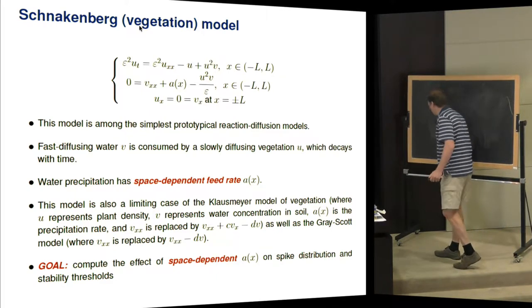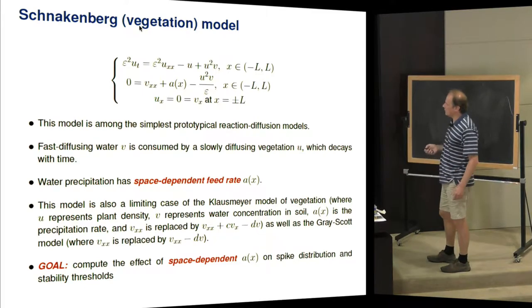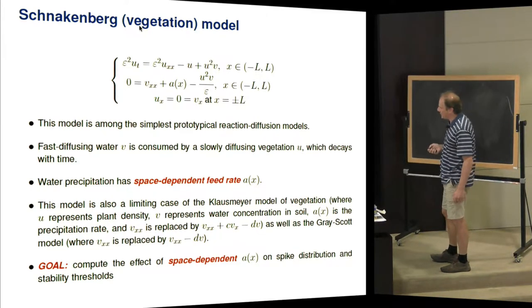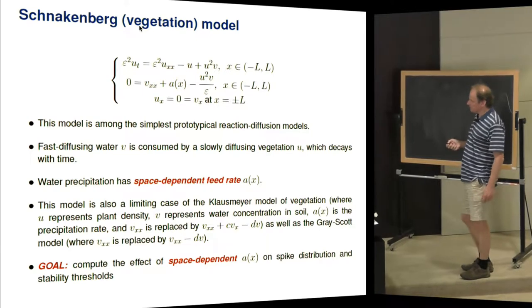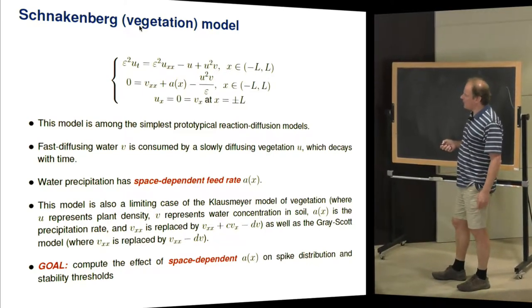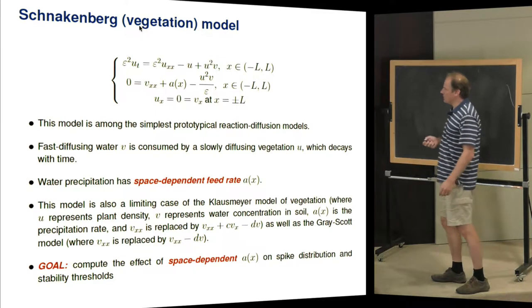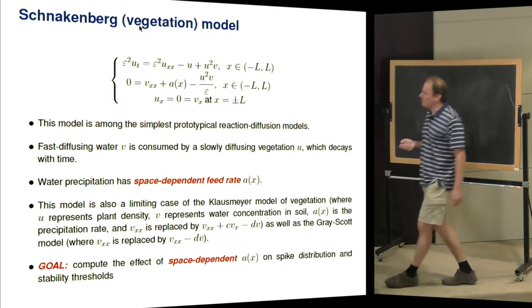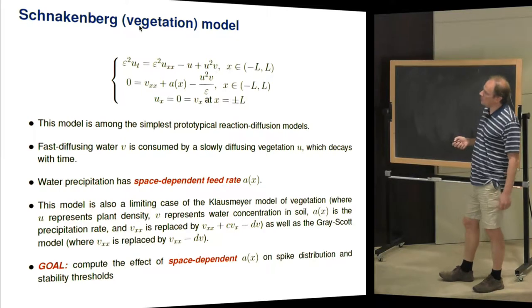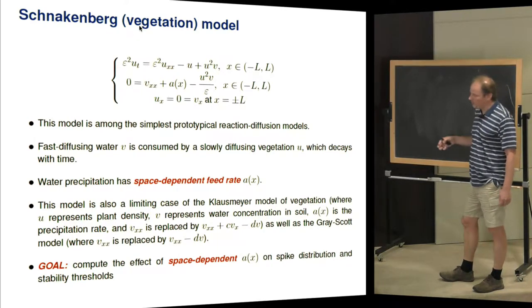So this model is also called the Klausmeier model or the Schnakenberg model. They're all variations of the same thing. The simplest way to understand it is in the context of vegetation patterns. So U would be the density of vegetation, and V would be the density of water.